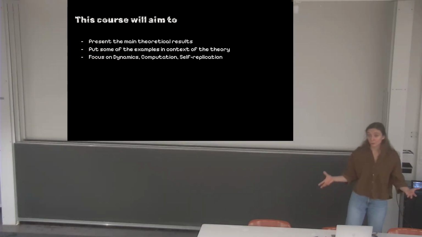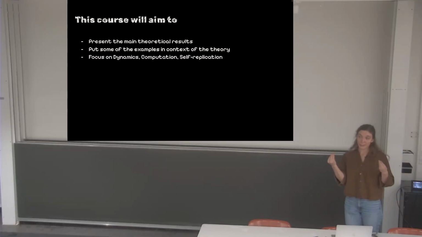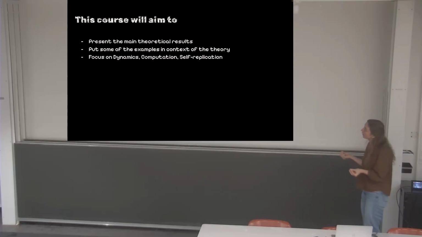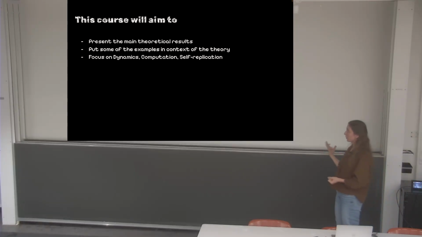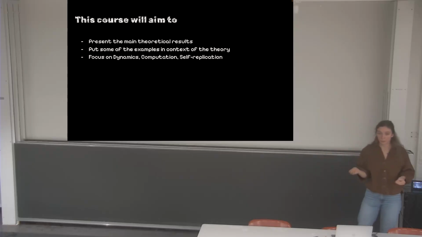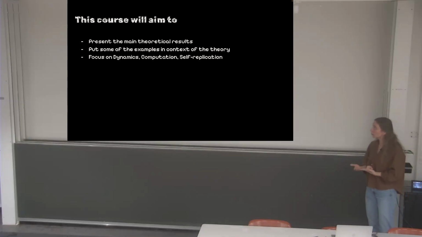So great, just to summarize, what this course will aim to do is to present the main theoretical results relevant to artificial life and hopefully put some of the examples you have just seen in the context of this theory. And we will specifically focus on three aspects of dynamical systems. It's their dynamical properties, their capability to compute, and their capability to self-replicate. And we'll try to present some results of how these properties relate to each other.